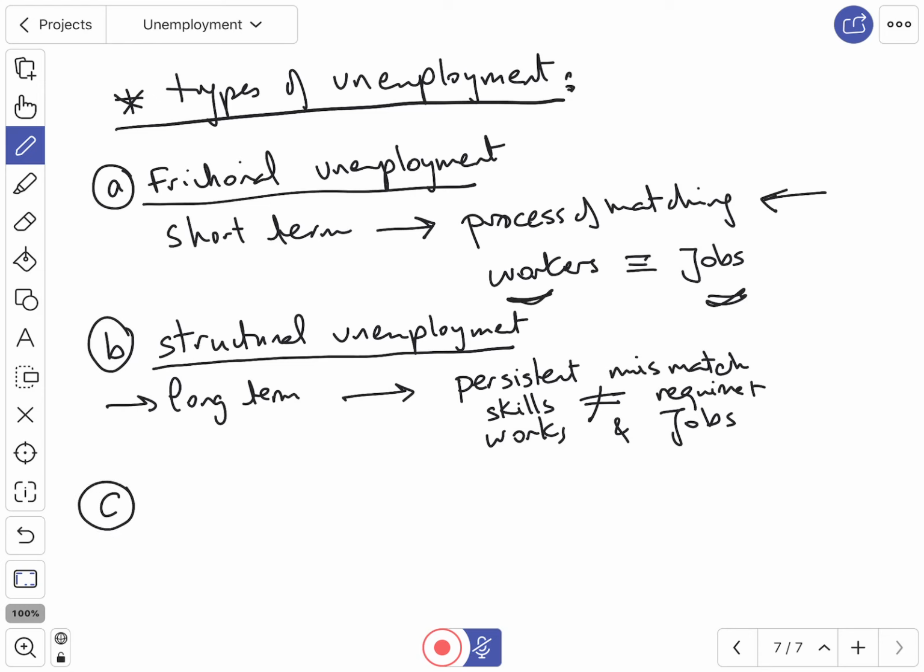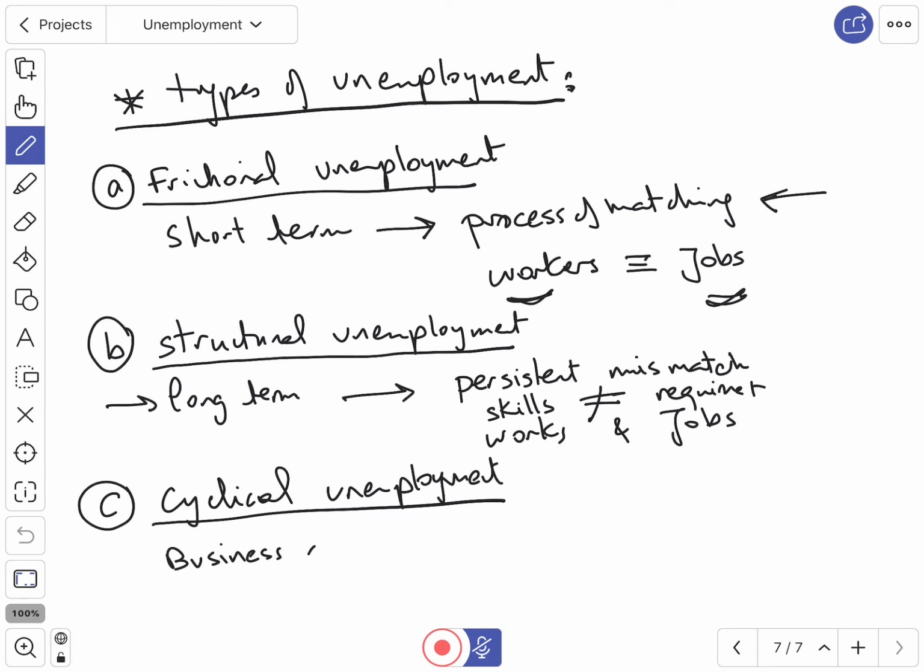The last type is called cyclical unemployment, and as the name suggests, it moves with the cycle. It is caused by the business cycle, the state of the economy. So you know already that in any economy, you have, like here, this is the time, and this is the level of real output, production, right? And you know that output over time increases.